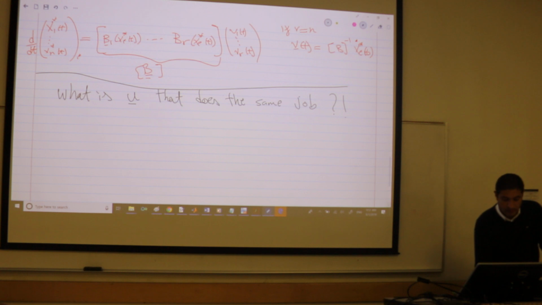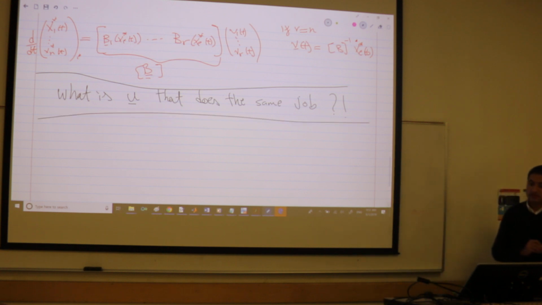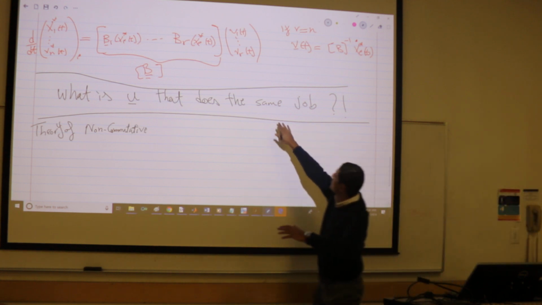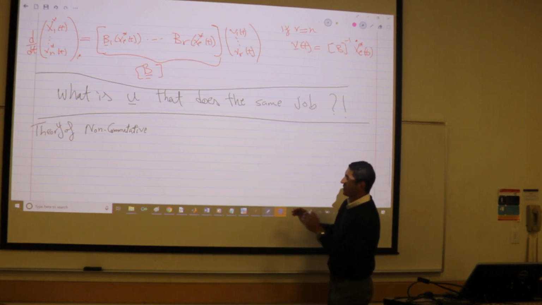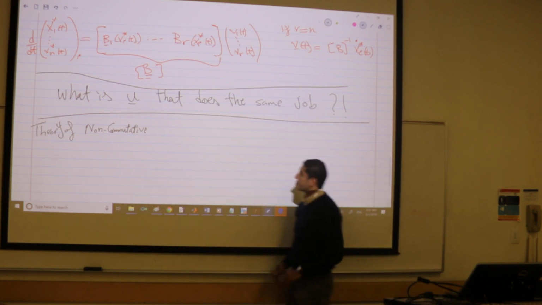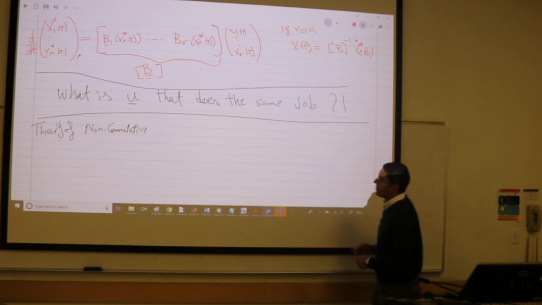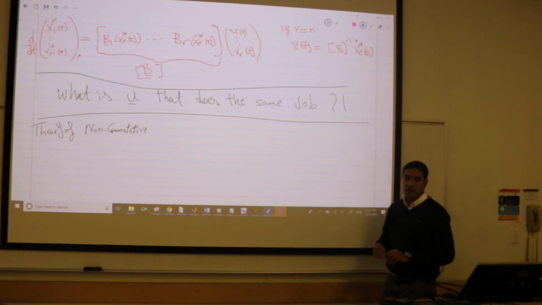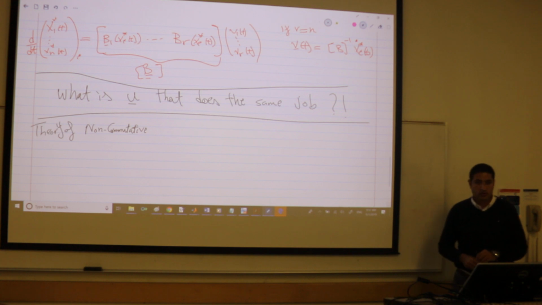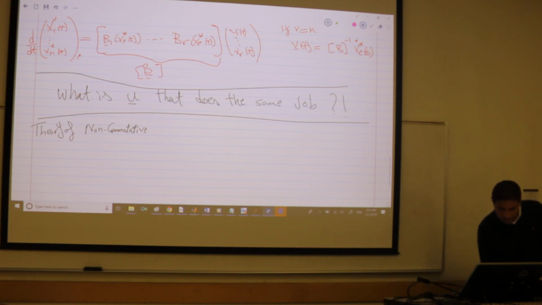Correct? And to solve this problem, they recalled the theory of non-commutative polynomials. So we will postpone our question here for a while. We're going to introduce this theory with this question in the back of our mind. We're going to see how this theory will help us, and how it relates to our world. So, the theory of non-commutative polynomials.